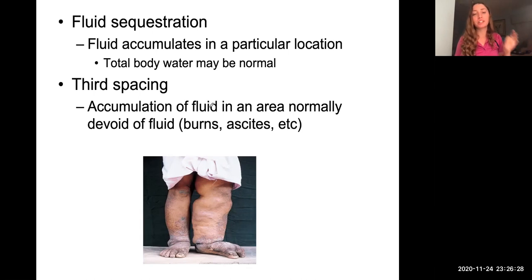Third spacing, the accumulation of fluid in an area normally devoid of fluid, including burns, blisters, things like that. You'll see a buildup of fluid. Yeah, it's disgusting. It is. Okay.